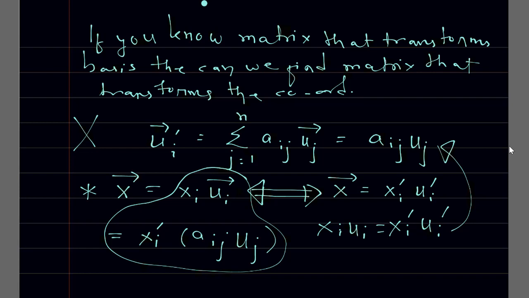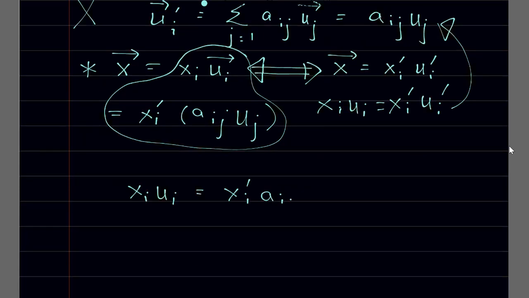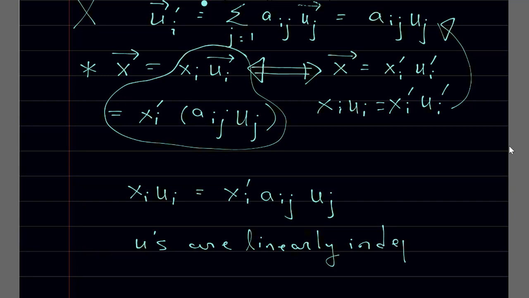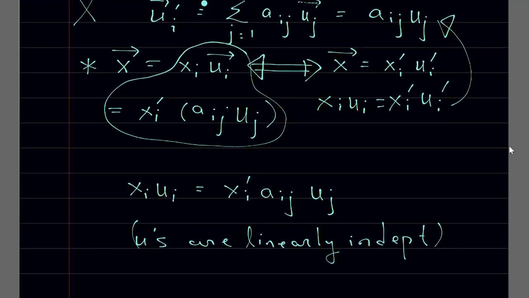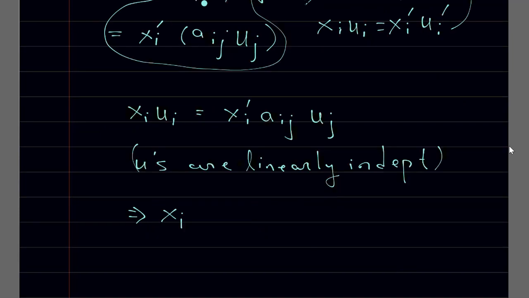So let me write it. I have x_i u_i turns out to be x_i prime a_ij u_j. Now on both sides the u_j are linearly independent, right? These u's are linearly independent. So what does it mean? If the u's are linearly independent, then we can just equate the coefficients. So I can write it in another way, more specifically x_j equals x_i prime a_ij.